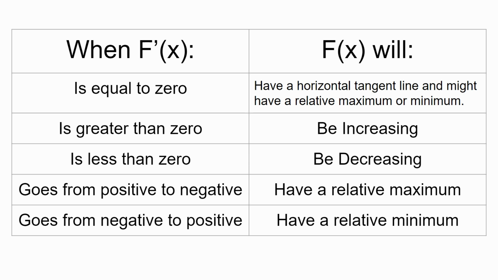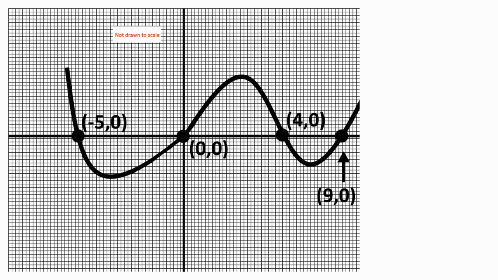When f prime of x changes from positive to negative, f of x will have a relative maximum. And the last one, when f prime of x changes from negative to positive, f of x will have a relative minimum. Now, let's take a look at a graph representing f prime of x and seeing its relationship to f of x.